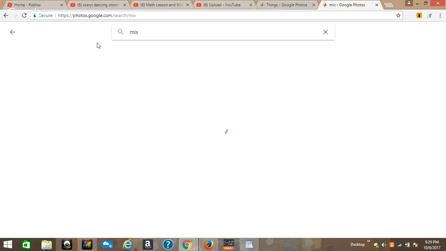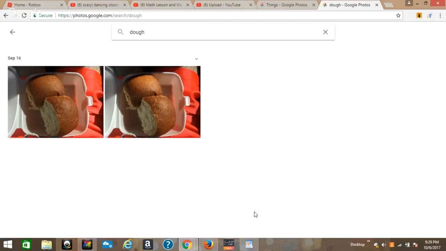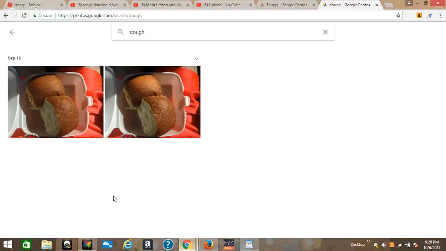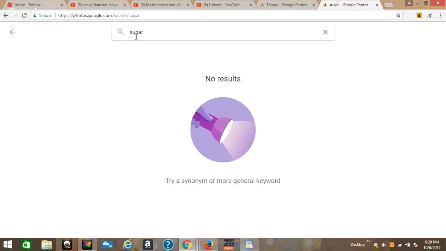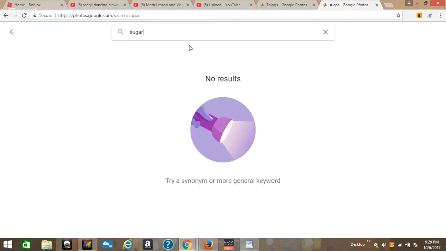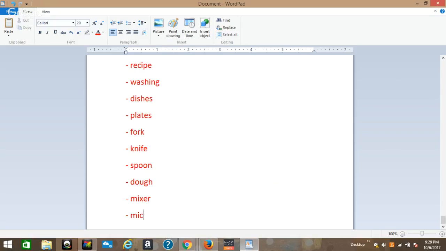Mix. You need a mix, all right? Sugar. Need sugar. Okay. Plenty of sugar. Mixer. Need a mixer when you're baking. Right. Microwave. An oven.